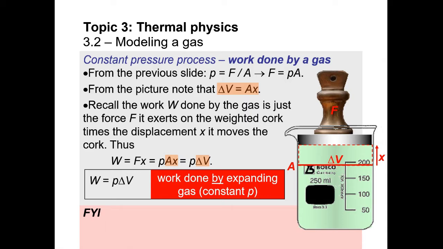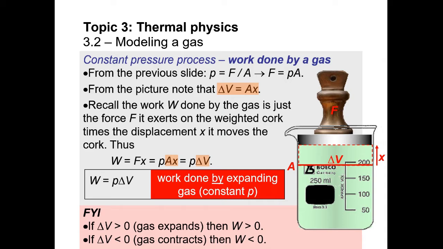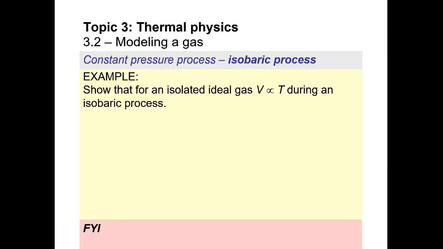Work done by an expanding gas at constant pressure equals P times the change in volume. If the change in volume is larger than 0, the gas expands, then work done is positive. If the change in volume is less than 0, the gas contracts in this scenario, then work done is negative. This shows that for an isolated ideal gas, volume is proportional to temperature during an isobaric process.